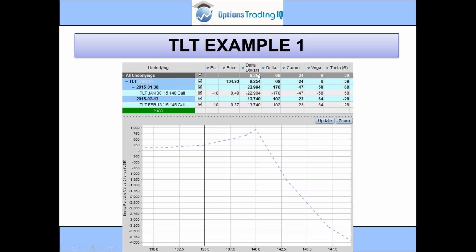Okay, negative delta dollars of about 9,000, so pretty similar to what we had with that first Russell example. Again, our delta theta ratio is going to be a lot different just because TLT the value is so much lower. So again, I don't really have rules in terms of delta theta ratio for TLT, but more I'd be looking at that delta dollars example.